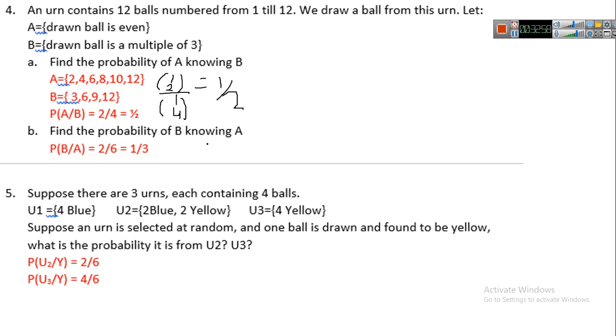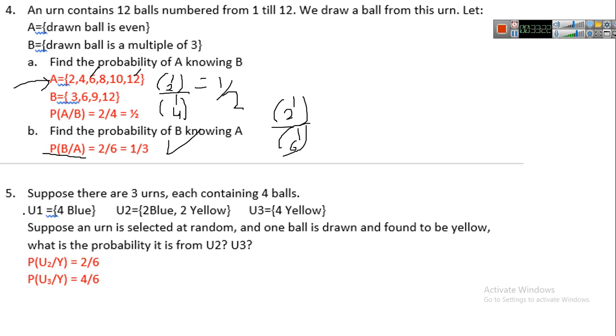Find the probability of B knowing A. Knowing A, the universe here is A. So I want B, multiple of 3. This is a multiple of 3, this is a multiple of 3. So I have 1 out of 2 here over the total, which is 1 out of, let me count it, 1, 2, 3, 4, 5, 6, 1 out of 6, which is 2 over 6, which is 1 over 3. So knowing means the sub-universe.